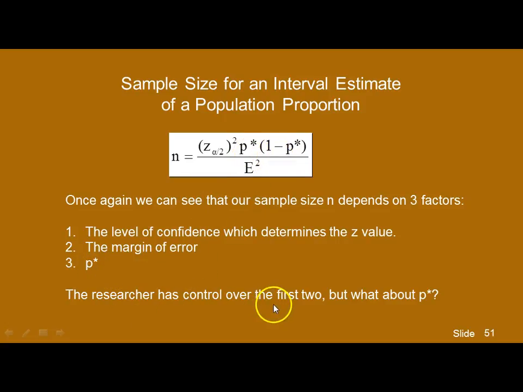And as I've already kind of implied here, the researcher has control over the first 2 things here, 1 and 2, but we have to do something about p star. The researcher can choose the level of confidence they want. They can choose the margin of error, that is, how close to the true proportion do you want to come. What about p star?